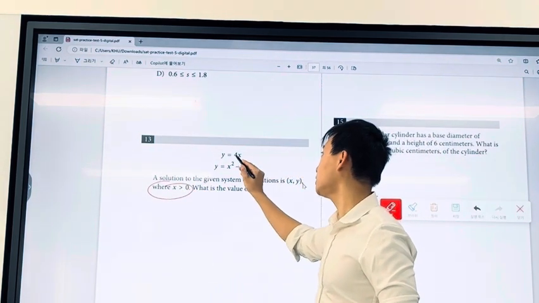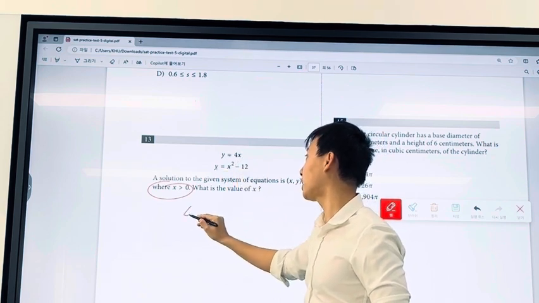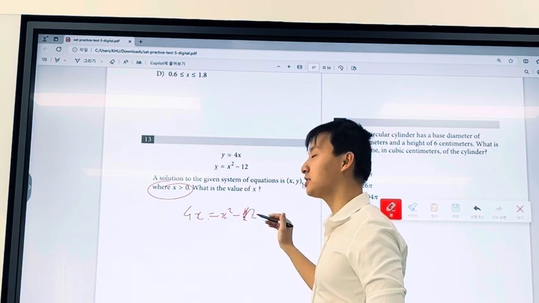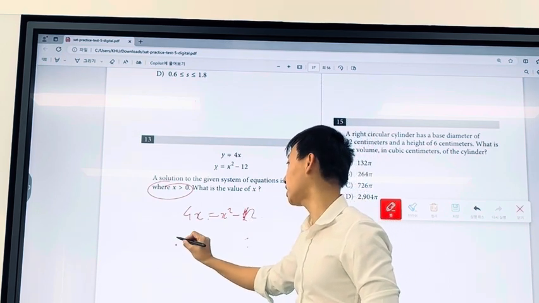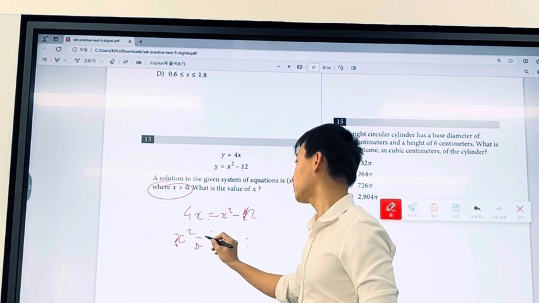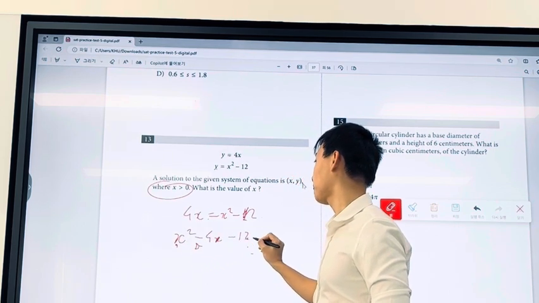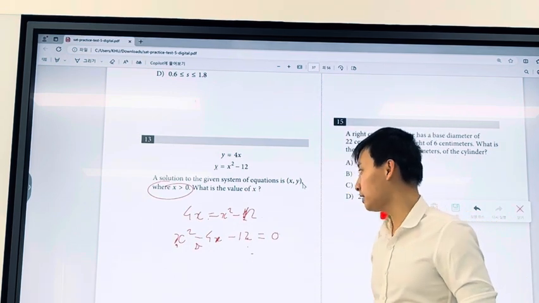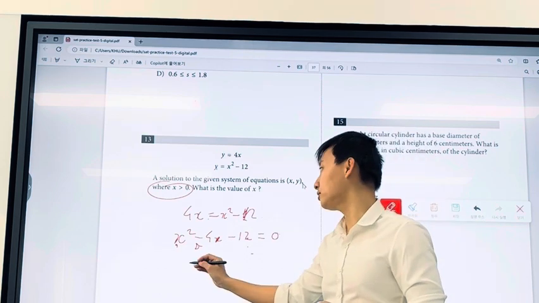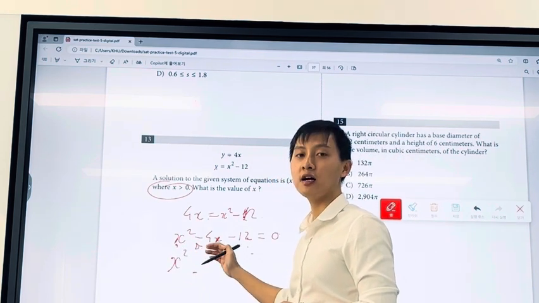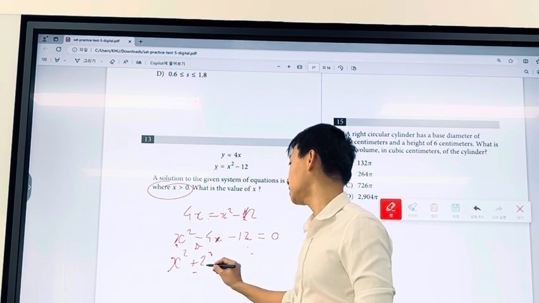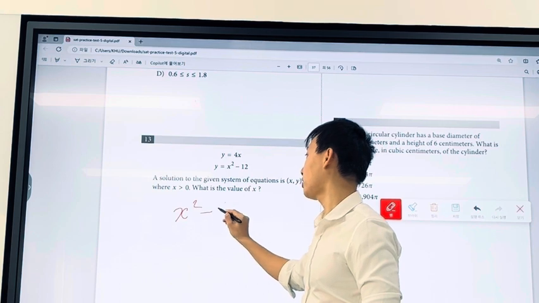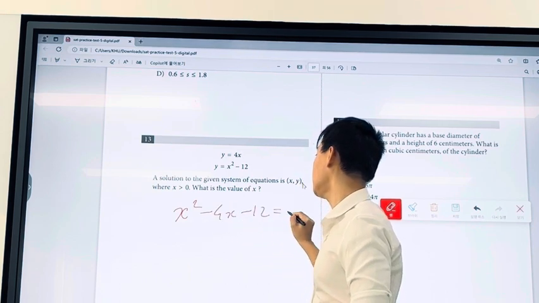Okay, so for this one, you substitute y equals 4x, so it equals x squared minus 12. Right? You can see the form now is a quadratic equation. I can write it out as x squared minus 4x minus 12 equal to 0. There are a lot of ways for you to do this question, right? So I would like to use factorization. I break down negative 4x into plus 2x minus 6x, right?